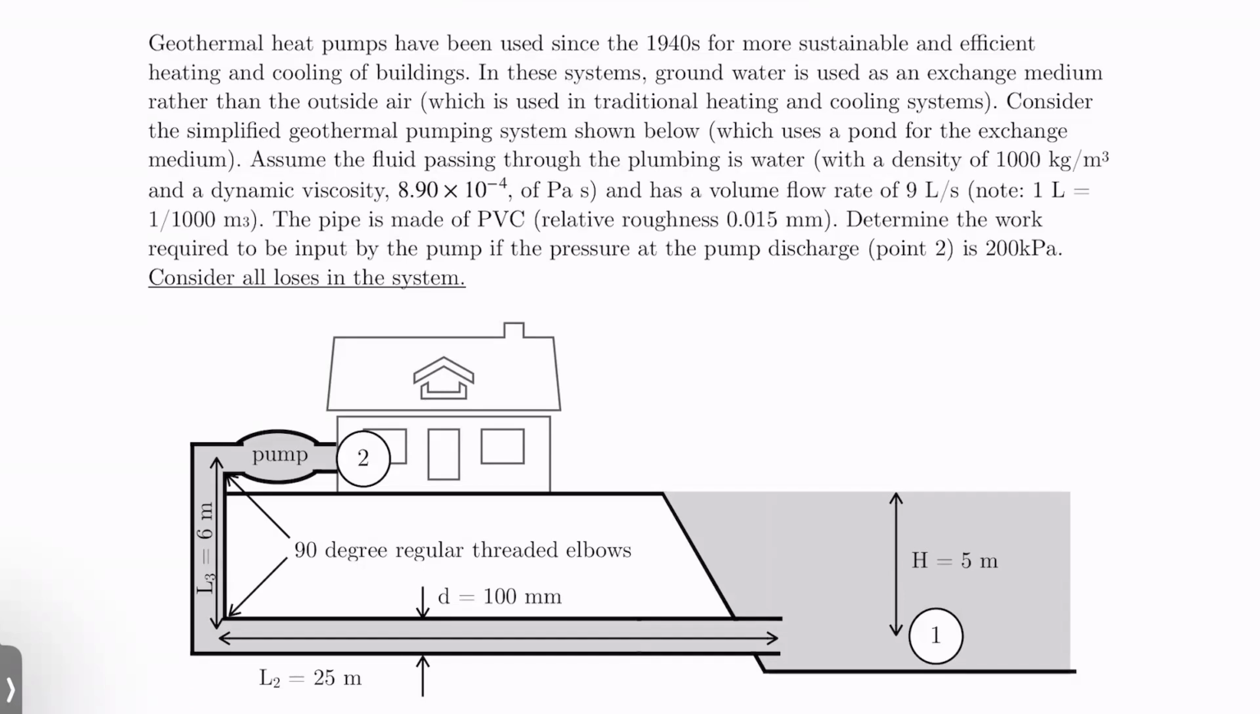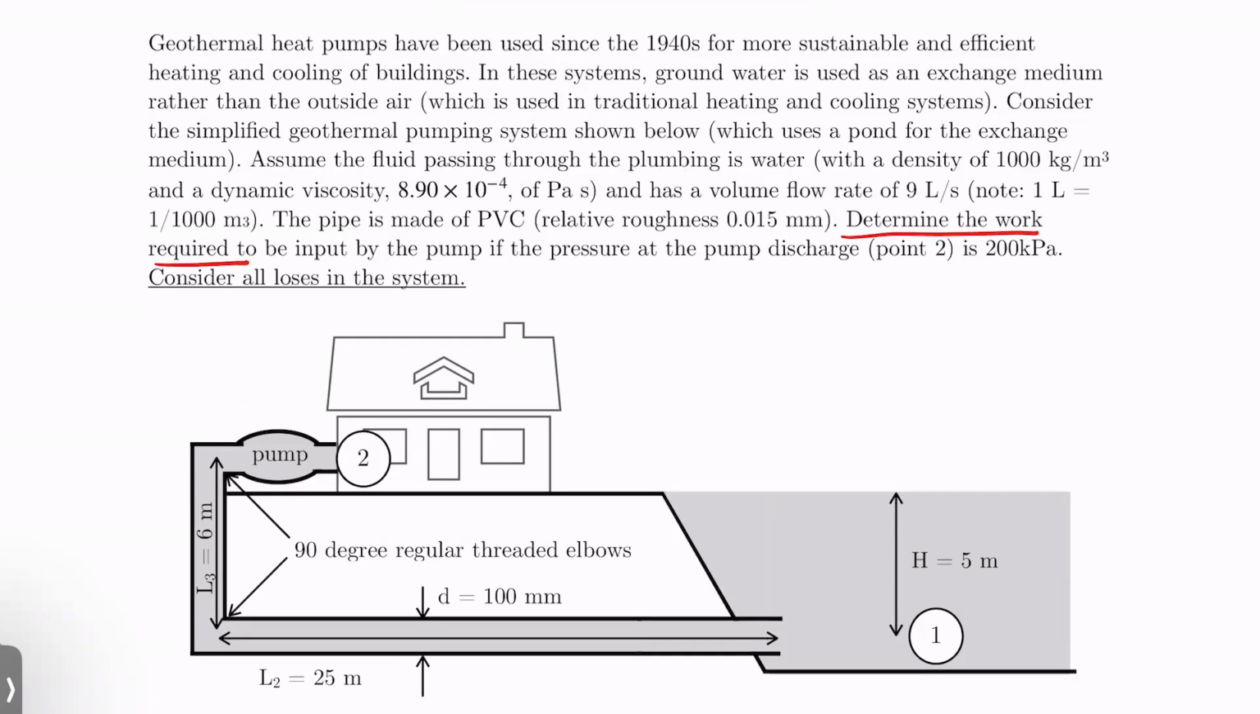And we want to determine the work required to be input by the pump if the pressure at the pump discharge point is 200 kPa. And we want to make sure we've considered all losses in our system, okay? So I can't remember which of you asked about the W dot terms. This one is pretty explicit because we're trying to find it. So we want to determine the work. And we've drawn in here, this is the pump.